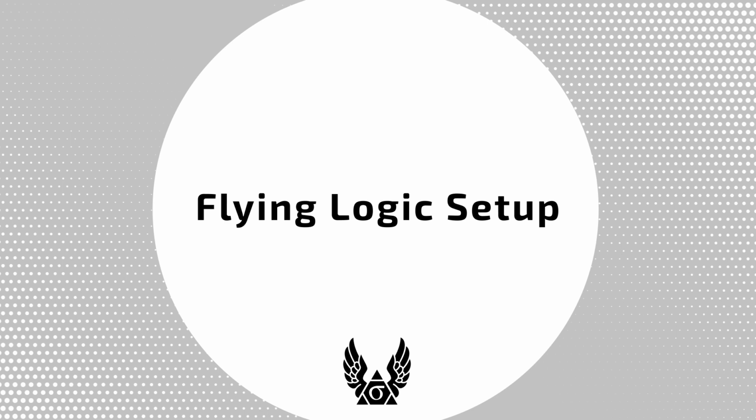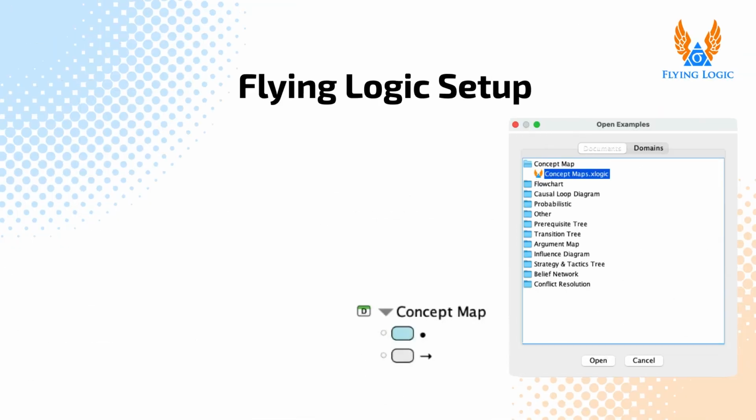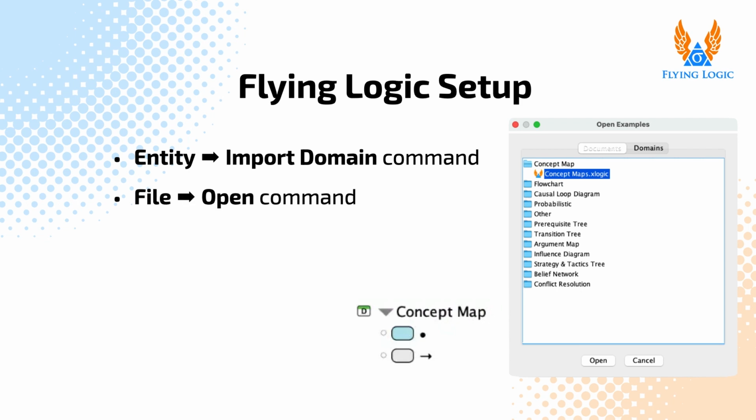Flying Logic setup. Concept maps are created using the entity classes in the provided domain file, conceptmap.logic-d, in the examples/conceptmap folder. You can either import this domain as an existing document with the Entity Import Domain command, or open it with the File Open command, in which case it acts like a template document and opens a new untitled document with the concept map domain already imported and ready for use.